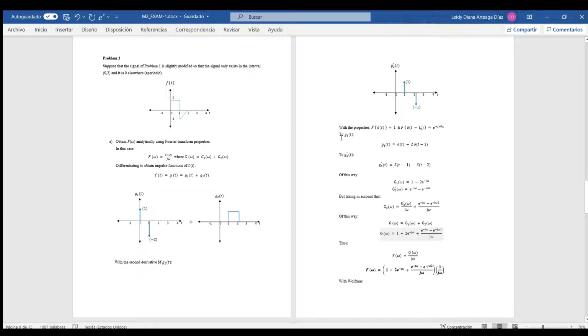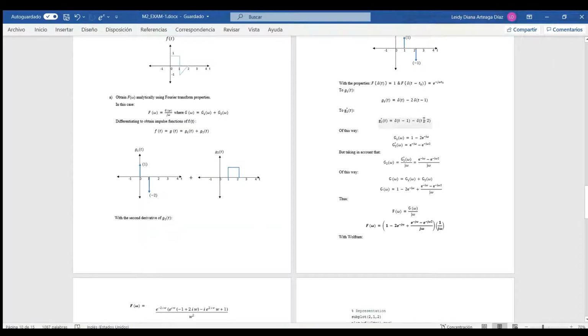Then, with the second derivative, we generate two impulses of 1, positive and negative, in the same way by the displacement. And in this way, with the derivative transform, the first part, g1(ω), is equal to 1 minus 2e^(-jω) by the properties, and g2(ω) is equal to e^(-jω) minus e^(-jω2).